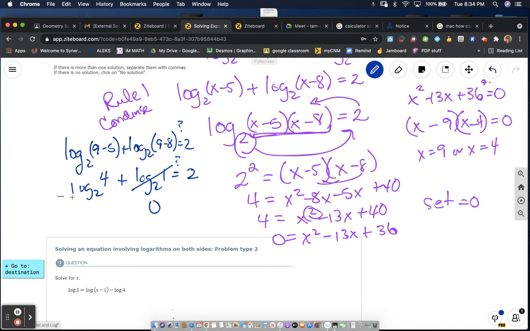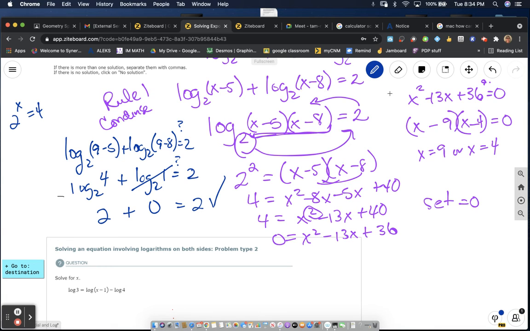What's log 2 of 4? That means 2 to some power equals 4. So this is 2. 2 plus 0 equals 2. Check. See how cool it is? It seems like it's going to be so complicated, and it's not.